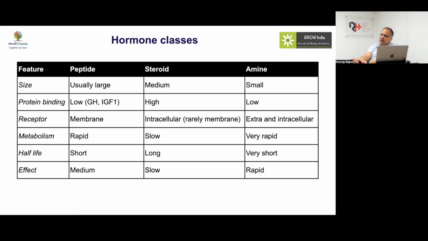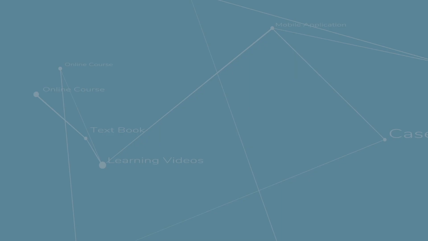Steroids are basically intermediate in terms of size. They're not that big. They have a lot of protein binding. They have an intracellular receptor, and it can be a slow process. They regulate pubertal development and other aspects of reproduction. They have a long half-life because peptidases are not there for them, and they have a slow action. While biogenic amines are very, very small, they don't bind with the binding globulins, they act on both extra and intracellular receptors, with very rapid action, very short half-life, and rapid effect.